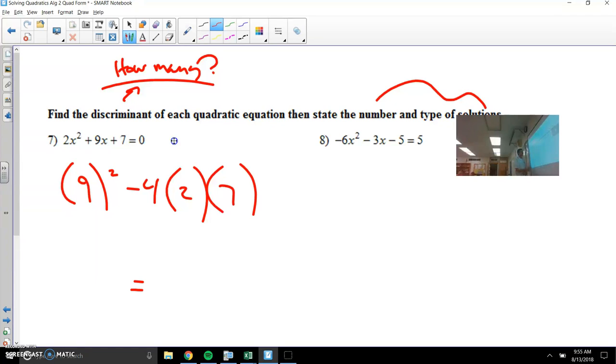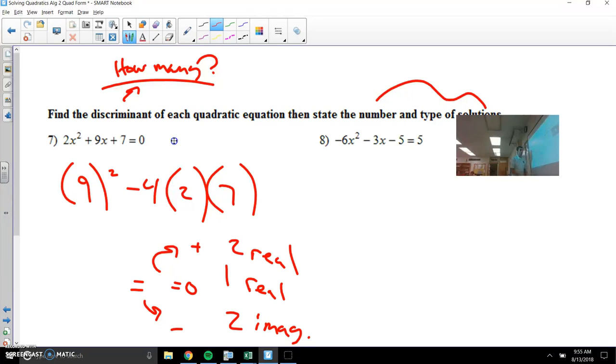So quick review. If it comes out to be positive, how many solutions? 2 real. How do you get 2 imaginary? If it comes out to be a negative. Now, it can be a difficult thing to remember, but if it's exactly 0, you get 1 real solution.